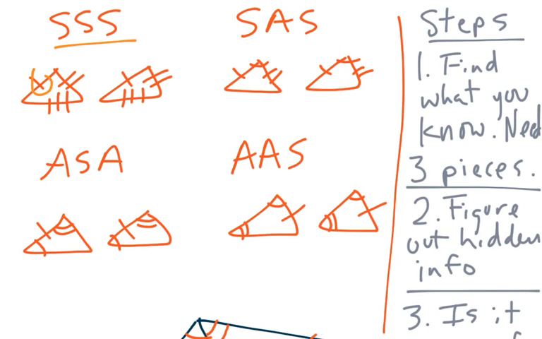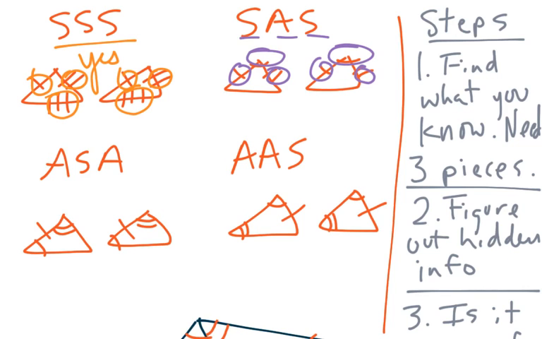Side, side, side. If the corresponding sides of 2 triangles, if all 3 sides are congruent, then yes, they're congruent. We have side, angle, side. If 2 sides are congruent of 2 triangles, 2 corresponding sets of sides, I should say, and their angle in between, the angle that touches them both, the angle that they form, then that's also congruent. Then yes, they're congruent. Got angle, side, angle.